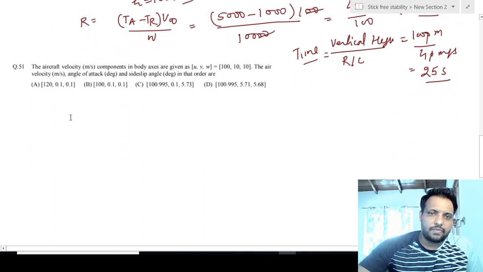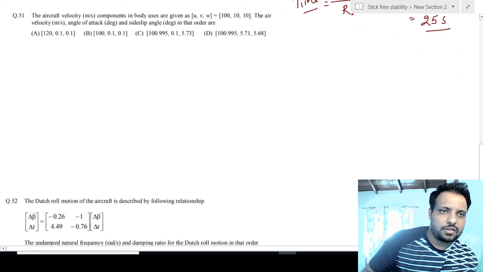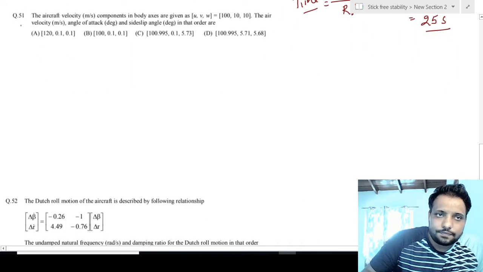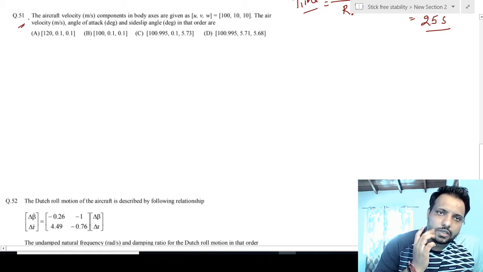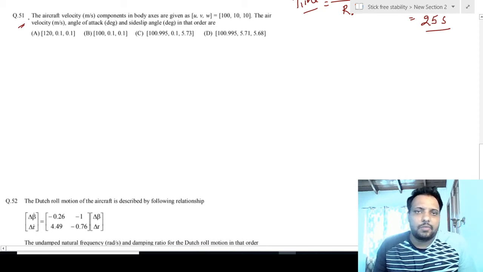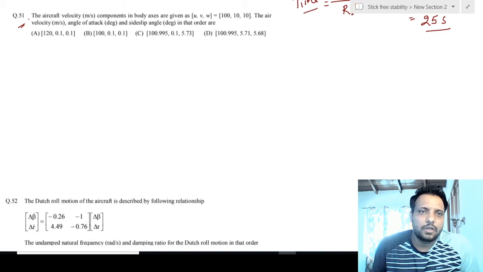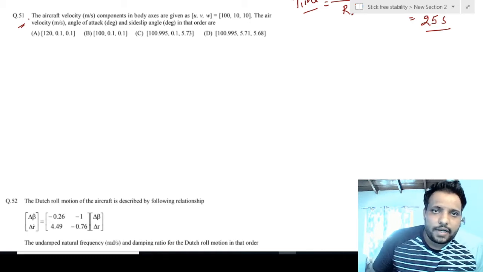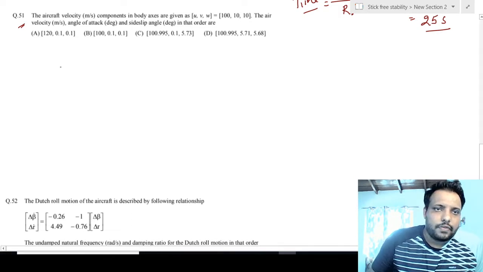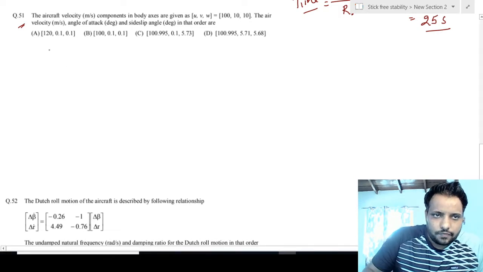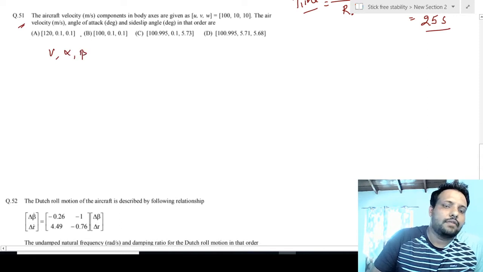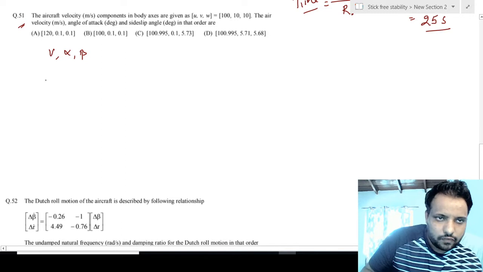Next is question number 51. So question number 51 says that the aircraft velocity components in body axis are given by U, V, W. All three components of velocity are given. The air velocity in meter per second, angle of attack in degrees, and side slip angle in that order are. So here we have to find out velocity, then alpha and beta. So V, alpha and beta, these three parameters we have to find out and get the correct answer. So first is velocity.